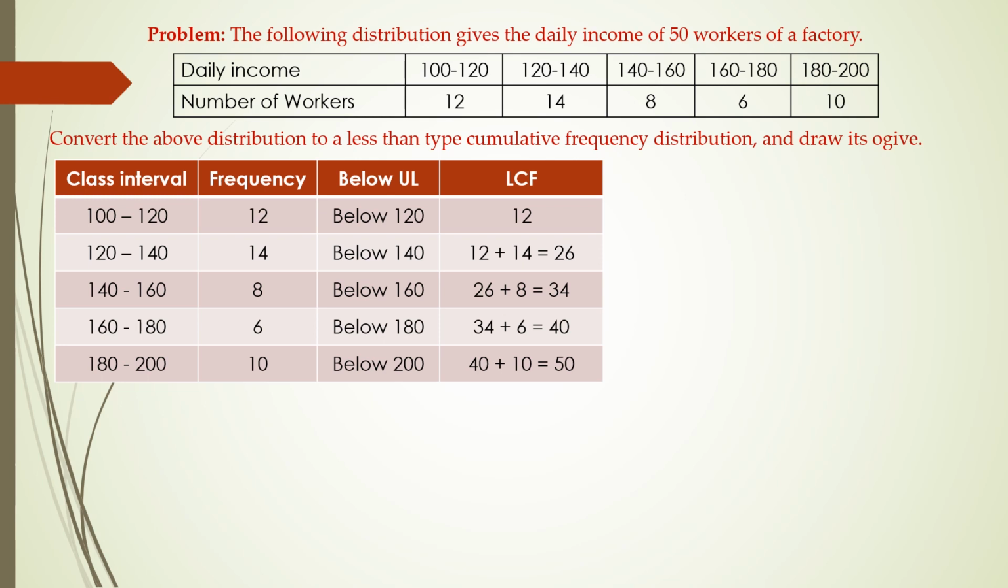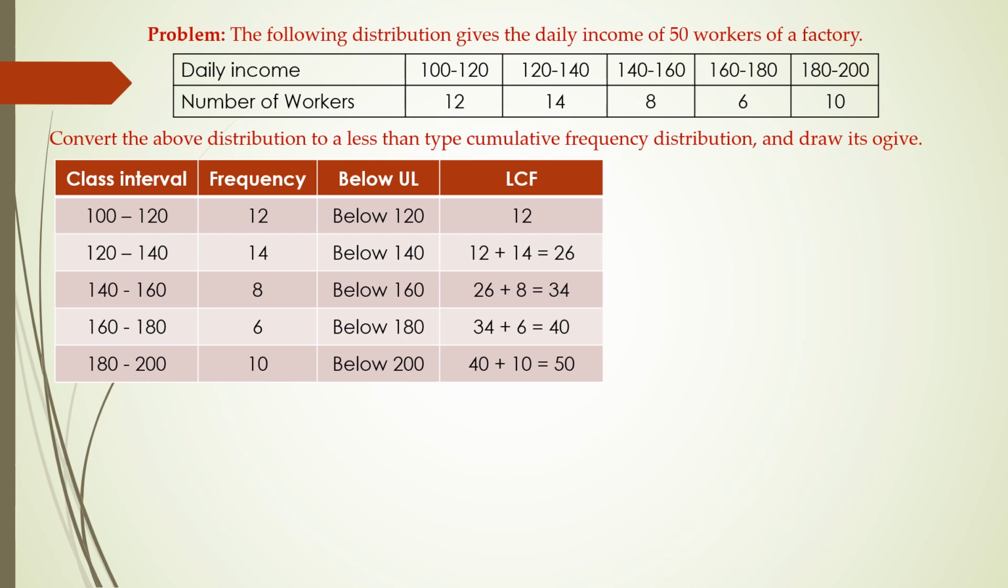Now we will find less than cumulative frequencies. The less than cumulative frequency of any class is equal to the sum of its frequency and frequencies of all its preceding classes. For example, I want to calculate the less than cumulative frequency of 140-160. To find this, we have to find the sum of its frequency, that is 8, and the frequencies of all its preceding classes. Now for 140-160, there are two preceding classes. They are 100-120 and 120-140.